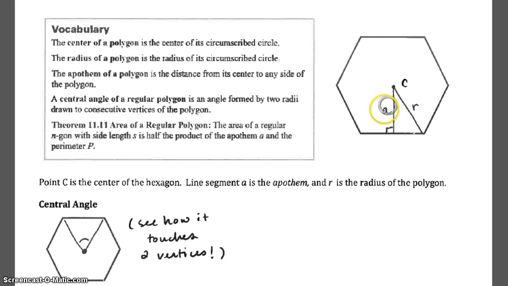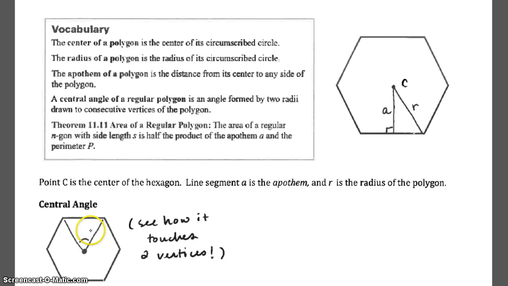Okay, so A for apothem. It also looks like an altitude, right? Perpendicular to a point. So you can think of apothem or the altitude. That's how I remember it. And then you're going to have side lengths, and every side is going to be the same because we do have a regular polygon. Okay.